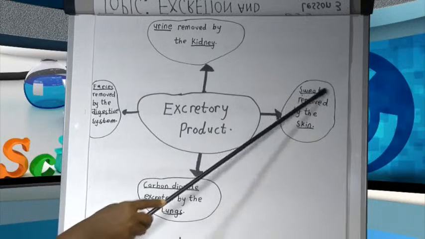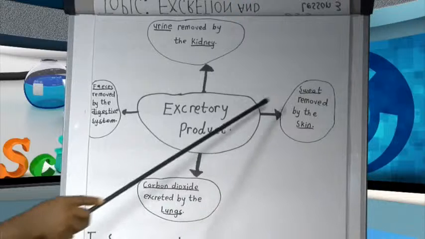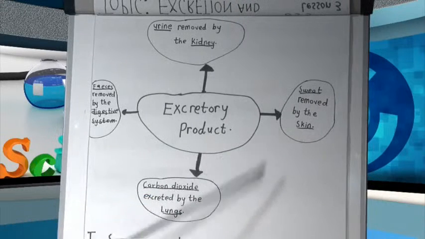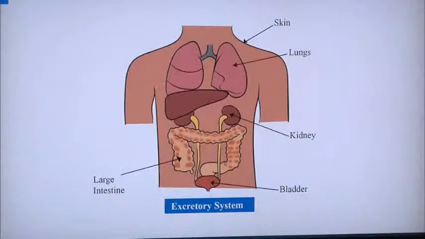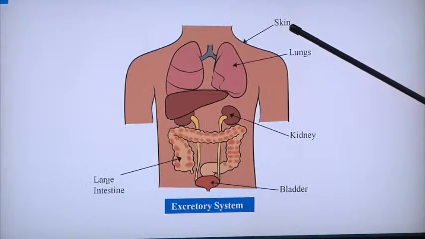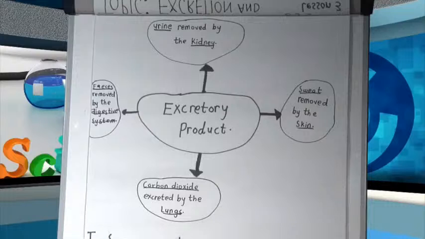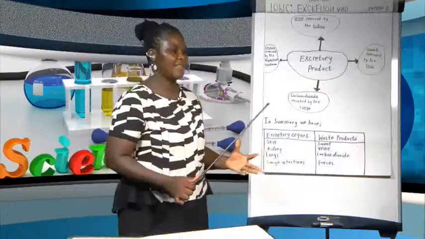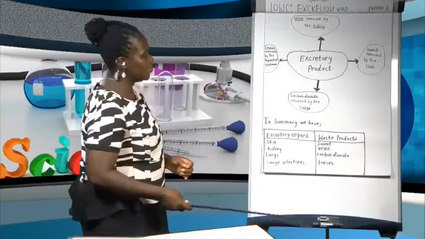And the sweat is also removed by the skin, as we saw on our screen. So the skin removes all the sweat from our body. And the sweat contains salts and urea, the wastes in our bodies. It must be what? Removed.